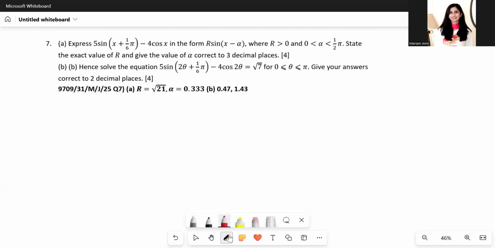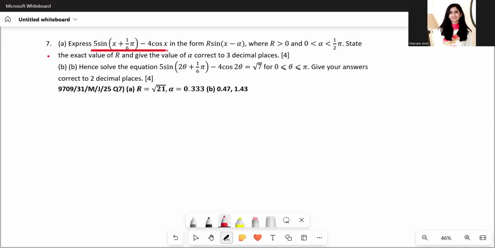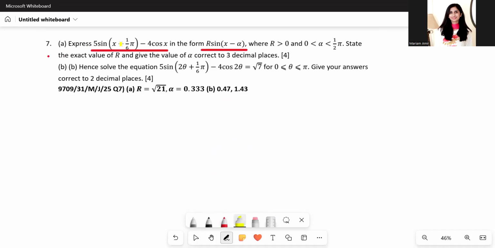We're solving this question on our method identity, which says that we first need to express this in this form. Now, the first problem here is that this angle and this angle need to be the same in order for us to apply the R method identity. So the first thing we do, we'll expand the sine term.